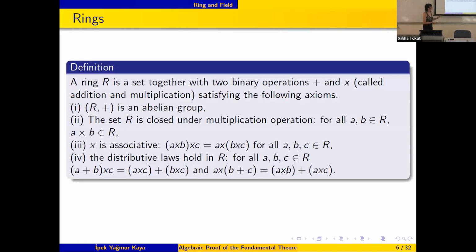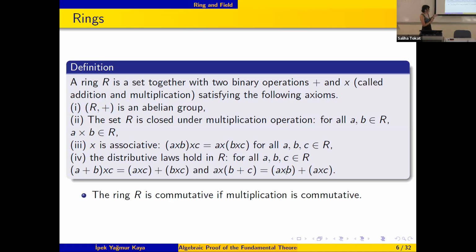A ring R is a set together with two binary operations, addition and multiplication, satisfying the following axioms. First of all, R with the addition is an abelian group. The second one is that R is closed under the multiplication operation. That means for all a and b in R, a times b is in R. The third one, multiplication is associative. That means we can change the parentheses under multiplication. The fourth one, the distributive laws hold in R. That means the distributive property of multiplication over addition from left and right.